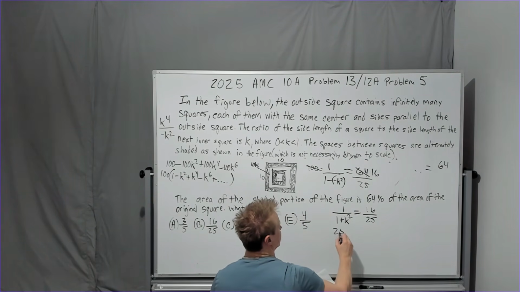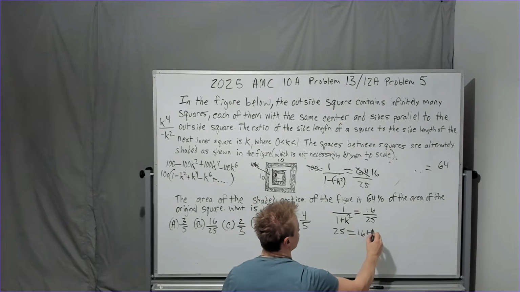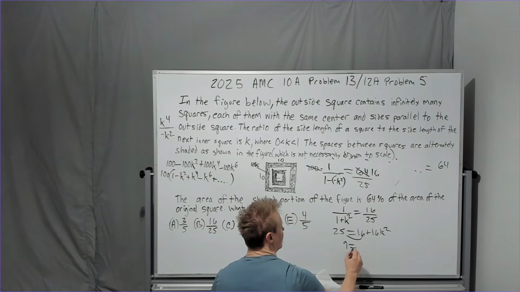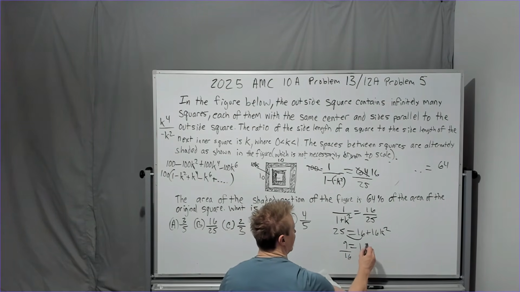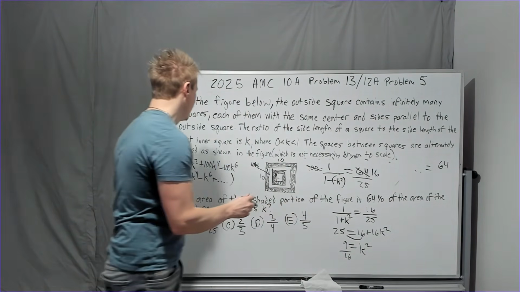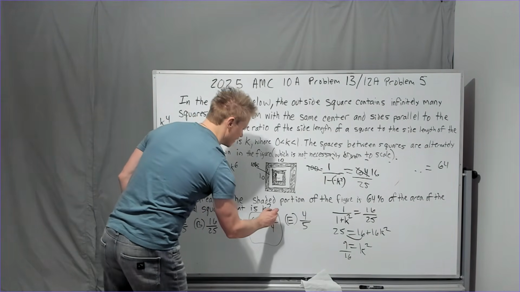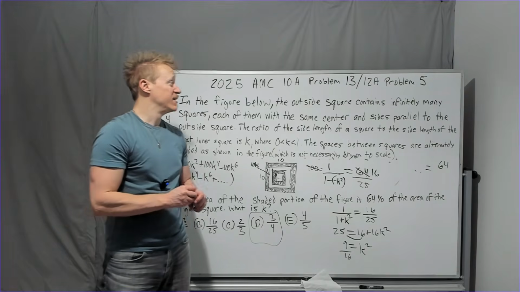We cross multiply: 25 equals 16 plus 16k squared. We subtract, we get 9. We divide by 16, and k will equal 3 over 4, which is answer choice D. Let's get down to the next problem.